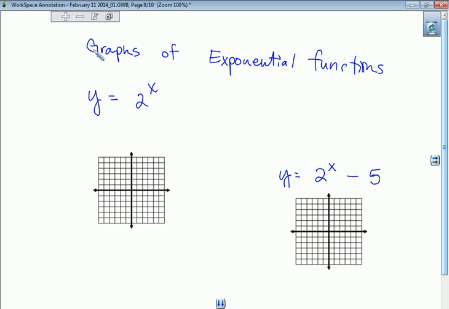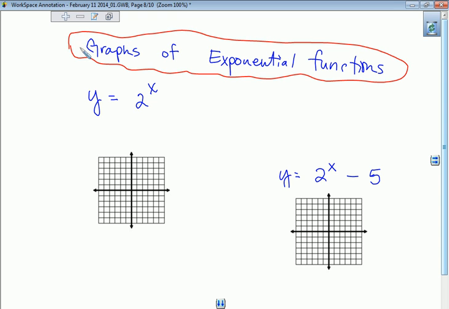Okay, now the last thing I'm going to talk about today are graphs of exponential functions. Now, I don't want you to write this down because we don't have enough time. I want you to watch, and then you can go home tonight and print out the slides. Okay? I will post this.